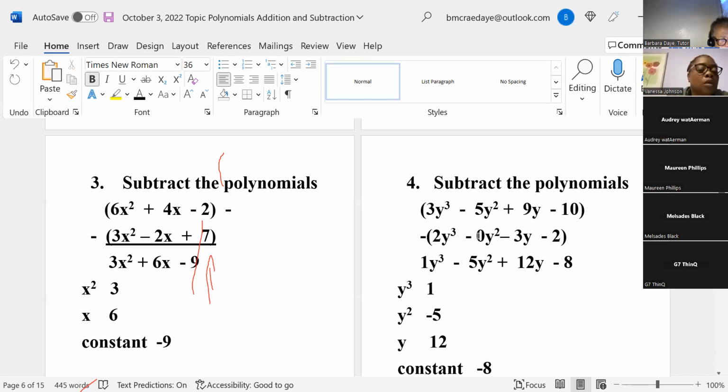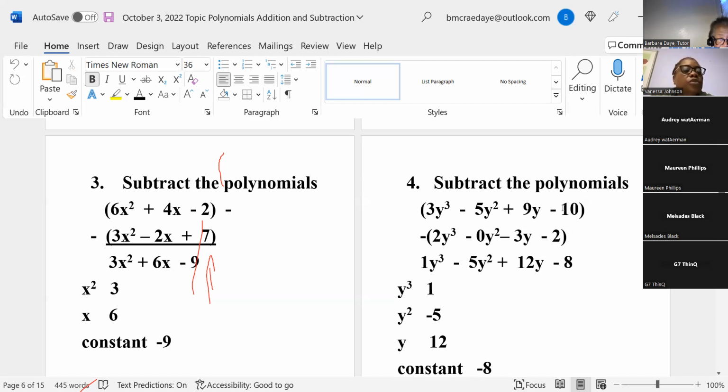So you could do one of two things. Just bring down the one from here to here, or just put a 0 for the one that you didn't have. That's where you use the 0.